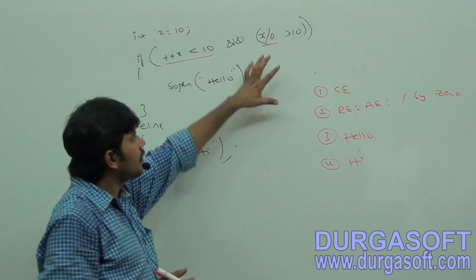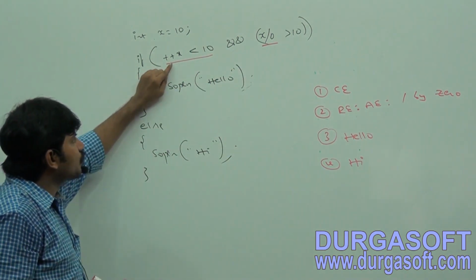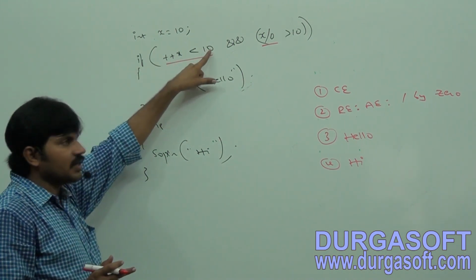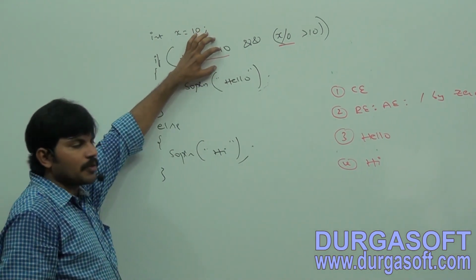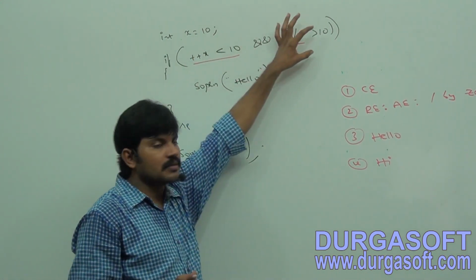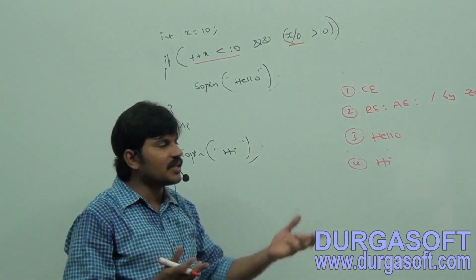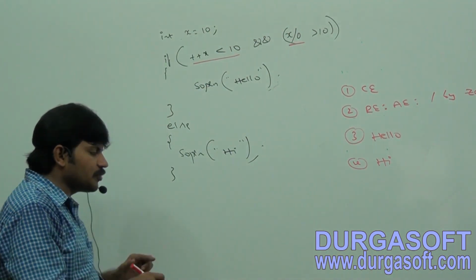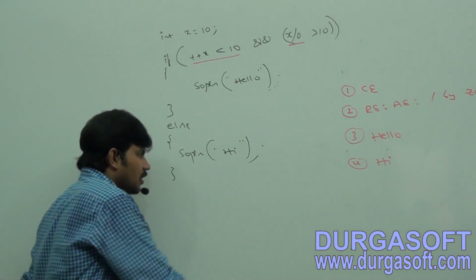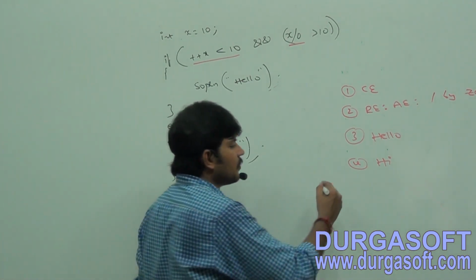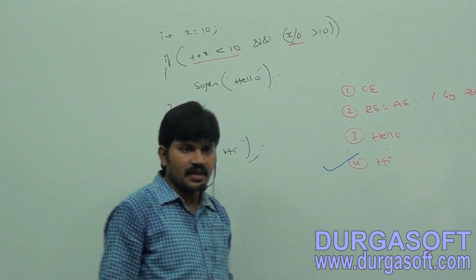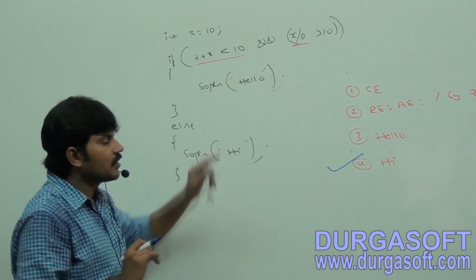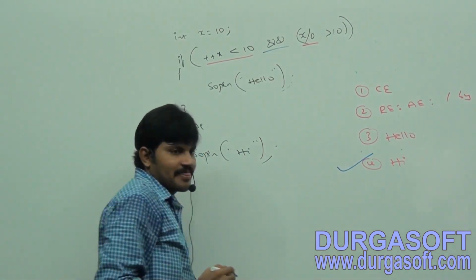No, it is not an arithmetic exception. Here just observe. Is it true or false? False, because ++x is 11, and 11 less than 10 is false. If the first one is false, the second one won't be executed. You are not giving it the chance to execute. On false, the control directly goes to the else part. That's why the output we get by default is nothing but hi itself.